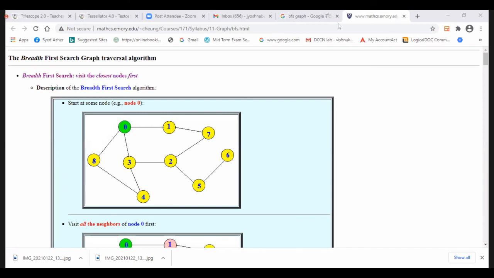1 is already done. Next, 3 and 8. So we can take 3. For 3, what are the adjacent vertices? Answer me. Somebody wrote the final answer. Very nice: 2 and 4. So for 3, 2 and 4 are not visited, both can be visited.